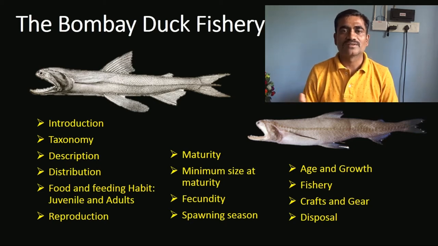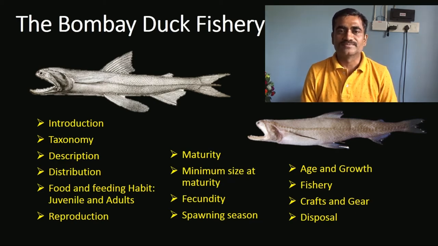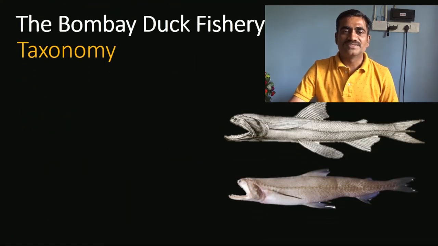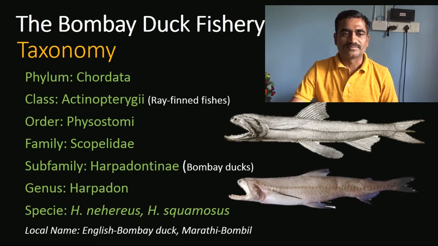And then we are going to cover the crafts and gear. Crafts are the vehicle platform required to stay on the water body, that is the boat, nothing but the boat and other platforms used to capture the fishes, and gears are the nets, which are capturing devices, to capture the Bombay Duck. And after crafts and gear, we will discuss the disposal of the Bombay Duck. Let's start. In the Bombay Duck Fisheries, first we will discuss the taxonomy.